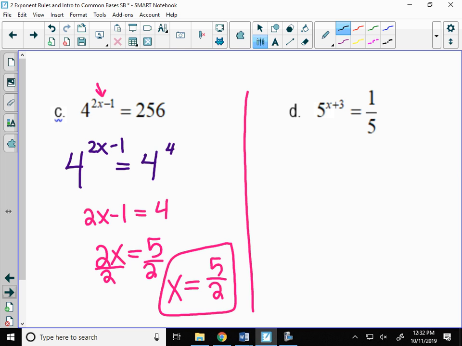All right, 5 to the x plus 3 equals 1 over 5. Obviously, what do you think your common base is going to be? 5, right? Okay, so I have 5 to the x plus 3. Can I change the right side of the equation so it has a base of 5?